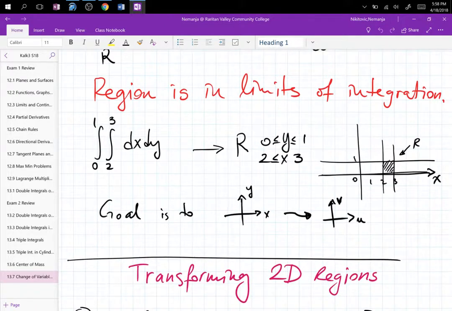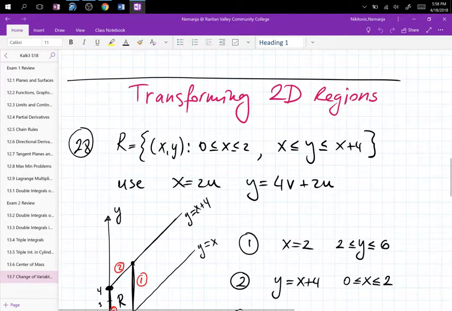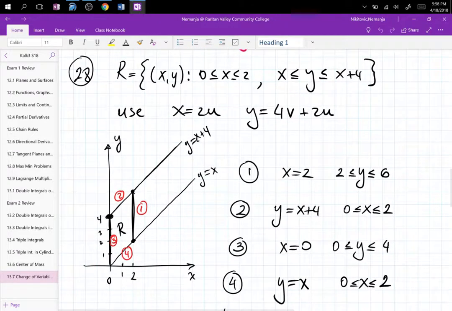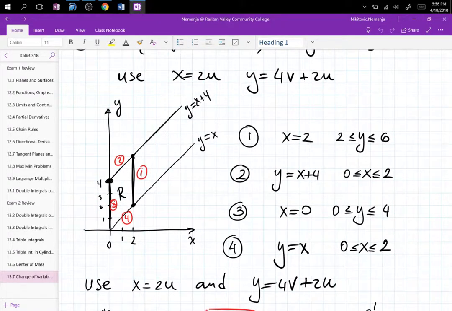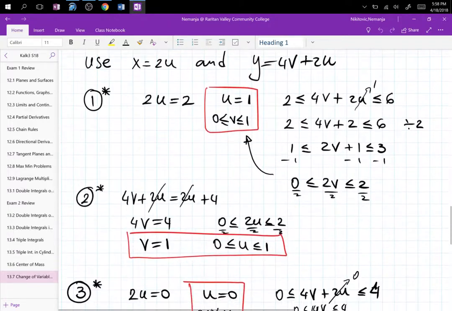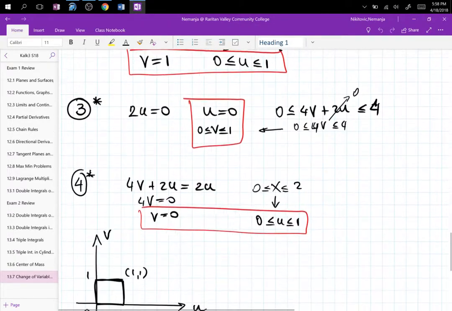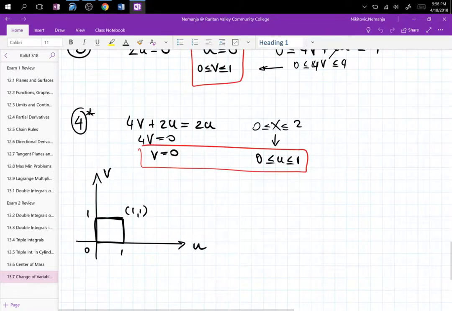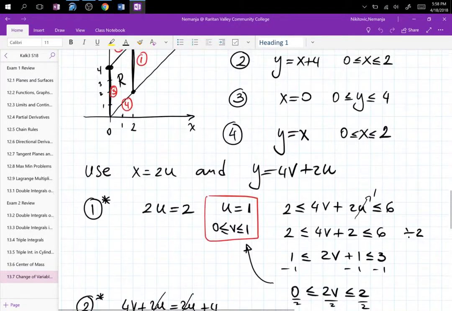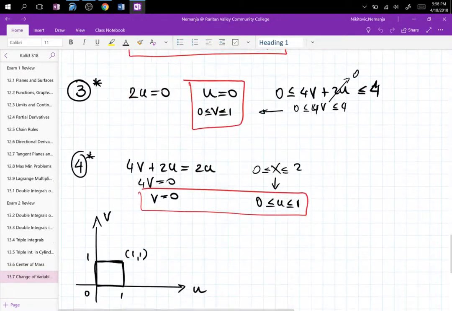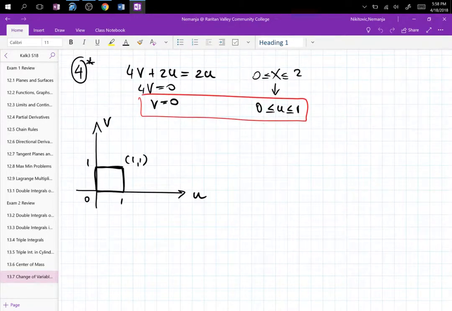Now, transforming the regions, you have a region. That region, in this particular case, has 4 sides, and we transformed each one of the 4 sides into this 1 star, 2 star, 3 star, and 4 star. And when we draw what we get from those 4, we see that this parallelogram that was in x and y is now a beautiful, simple little square in uv.